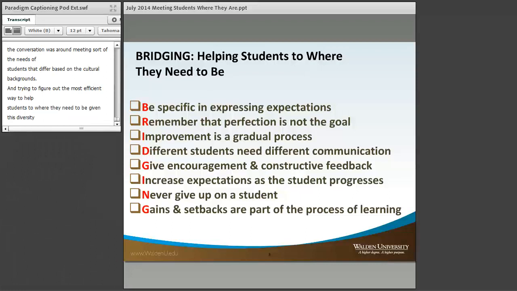I'd love to hear about people's experiences with that, or things that have worked for them in terms of getting students to where they need to be.